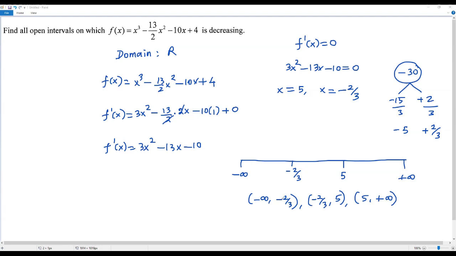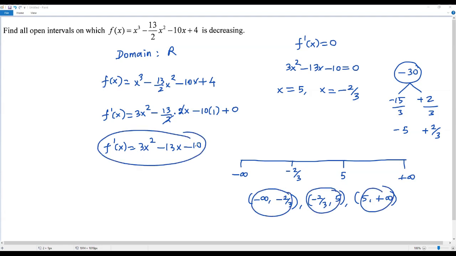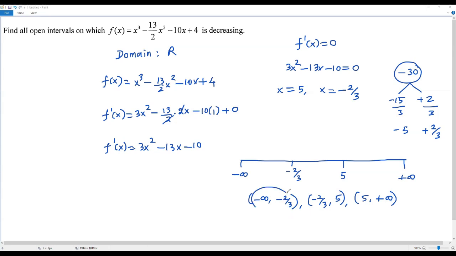Now what I have to do is check each of these three intervals with f prime of x. Let's take a random value in the first interval. The value -2/3 is approximately -0.666, so let's take -1 in this first interval. Now I have to plug in -1 into the first derivative f prime of x.